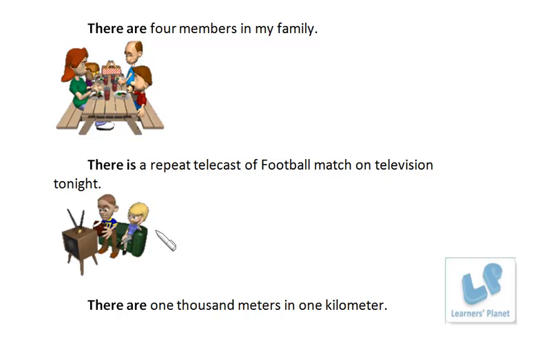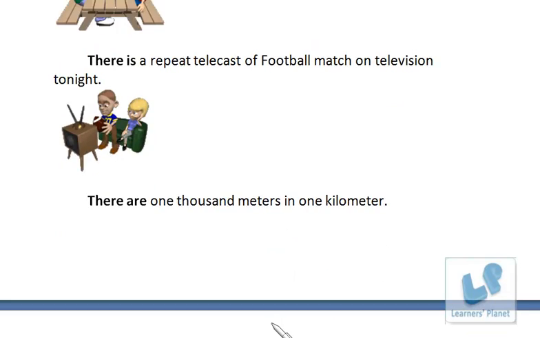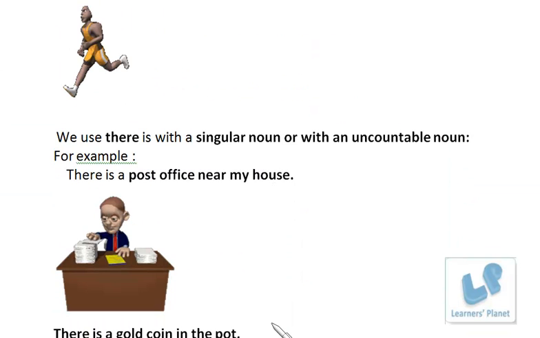ओके, देर आर 1000 मीटर्स इन 1 किलोमीटर. 1 किलोमीटर में 1000 मीटर्स होते हैं, राइट? सो देर आर 1000 मीटर्स इन 1 किलोमीटर. Similarly, we use there is with singular noun or with an uncountable noun, right? Uncountable, that means count जिसको नहीं किया जा सकता.